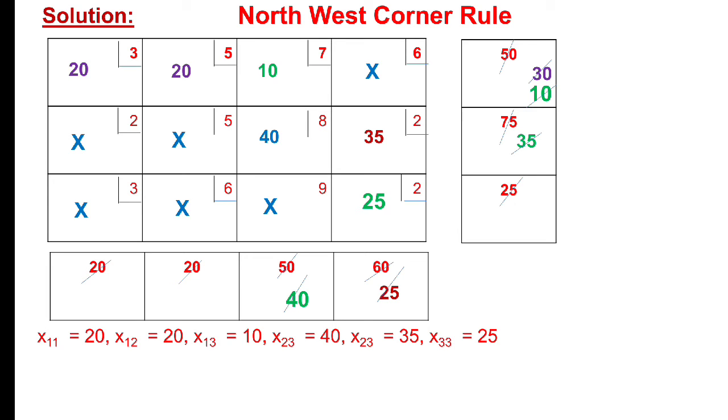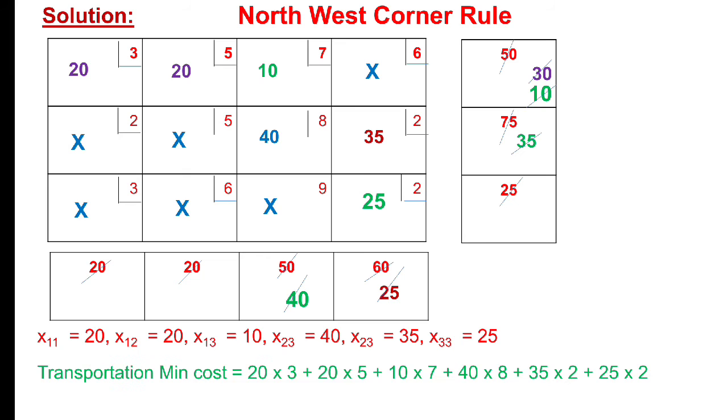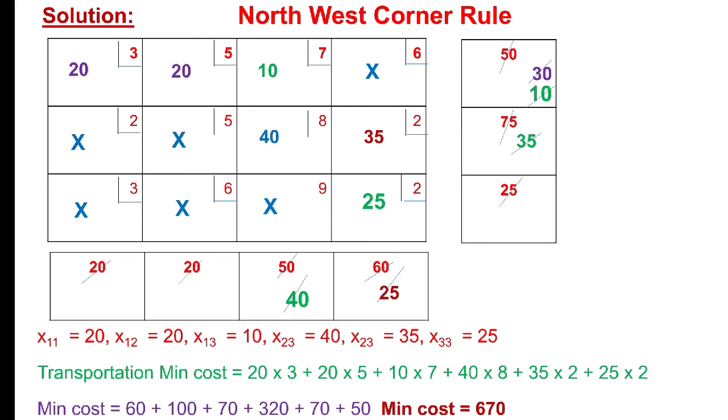Then the cost will be calculated. 20 into 3 plus 20 into 5, that is the corresponding cost of transportation we need to consider. Then 10 into 7 plus 40 into 8 plus 35 into 2 plus 25 into 2. This will simplify to 60 plus 100 plus 70 plus 320 plus 70 plus 15. This is the way we can calculate it.